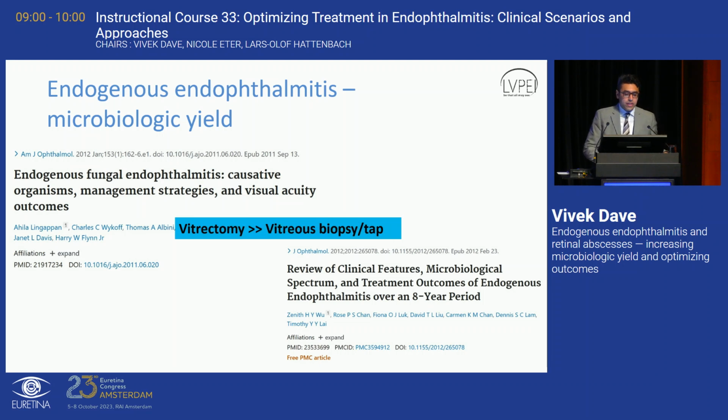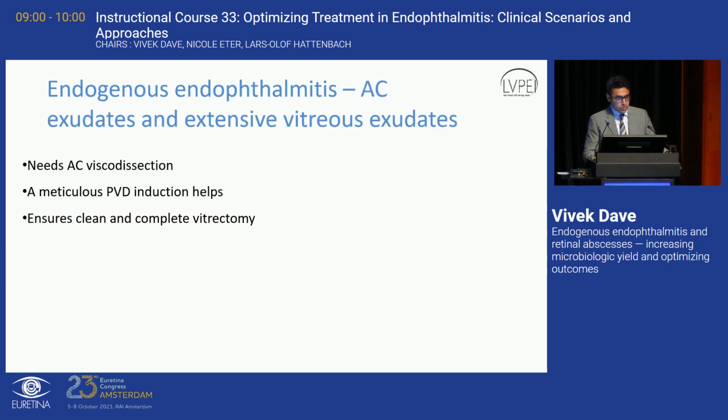Now, what is known in the existing literature regarding endogenous endophthalmitis is that though we do not have a structured study proving this, most retrospective studies tend to suggest that you are likely to have a better outcome with respect to your clinical visual improvement, anatomic success, and also with respect to getting a microbiologic yield on your evaluation if you do a vitrectomy as compared to just a biopsy or tap, very much on lines of what Dr. Hattenbach spoke in his talk.